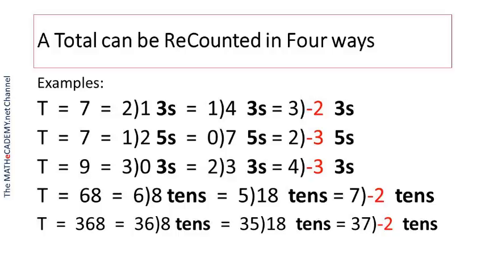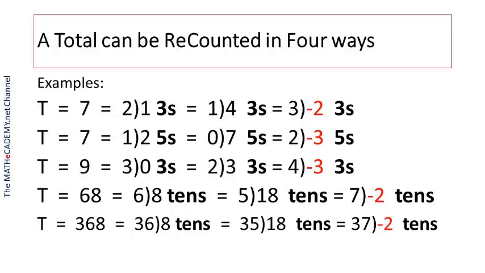A total of 7 can be recounted as 2 bracket 1 3s, or as 1 bracket 4 3s, or as 3 bracket -2 3s. A total of 7 can be recounted as 1 bracket 2 5s, or as 0 bracket 7 5s, or as 2 bracket -3 5s. A total of 9 can be recounted as 3 bracket 0 3s, or as 2 bracket 3 threes, or as 4 bracket negative 3 threes.